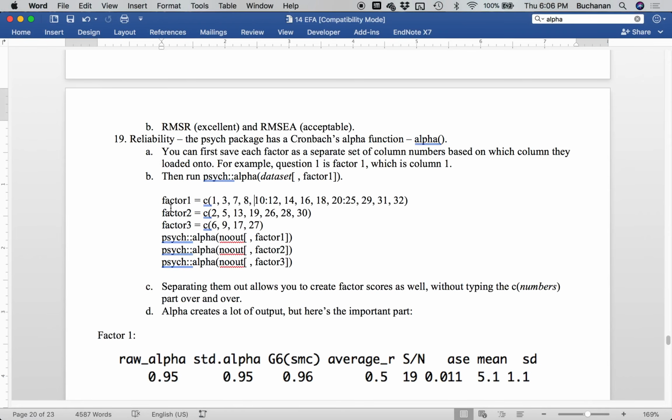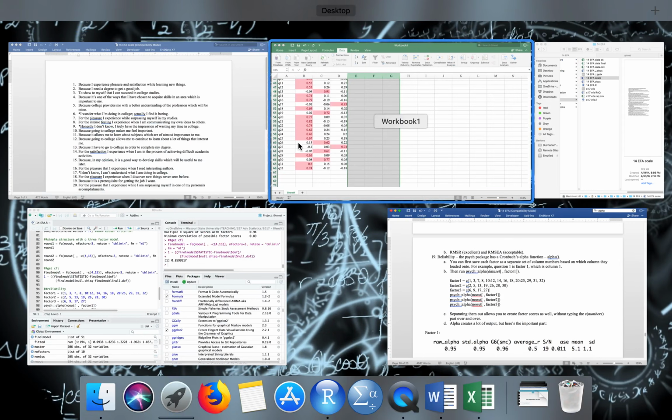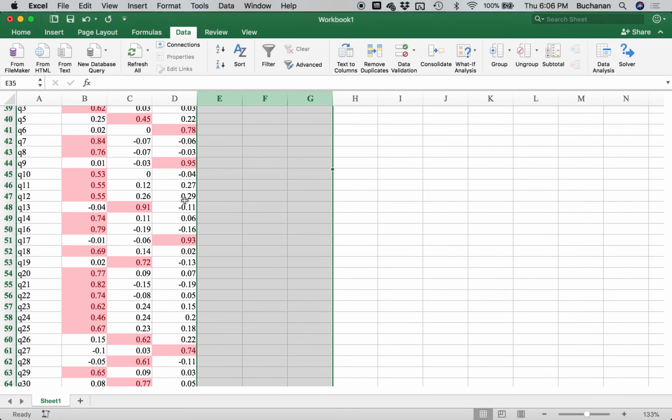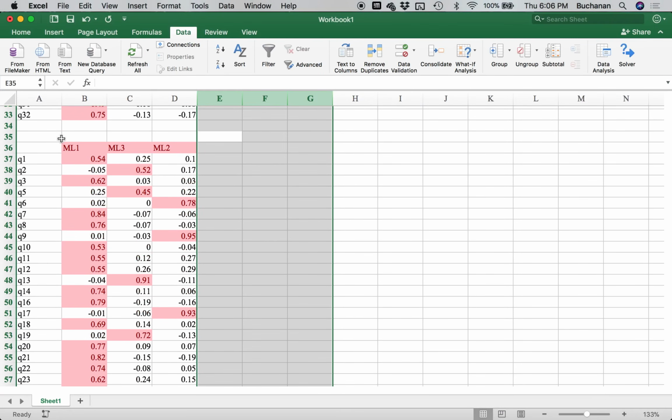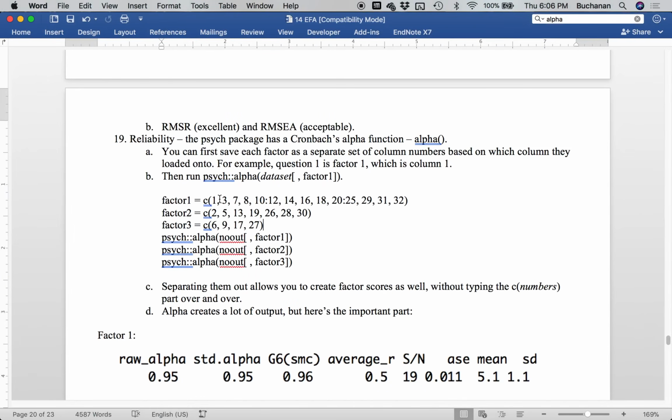Okay. So first I'm going to save each factor as a separate set of concatenated numbers. And these are the column numbers that associate to where the factor loaded. So coming back over here, what I've done is looked at my final model and picked question 1, question 3, question 7, 8. So if they're highlighted here, I stuck them in a little concatenate over here. If I do the same for factor 2 and for factor 3. I'm doing okay because factor 3 has at least 4 items. So I need at least 3 really. And what this does is it allows me to use those numbers instead of typing them all out in this function.